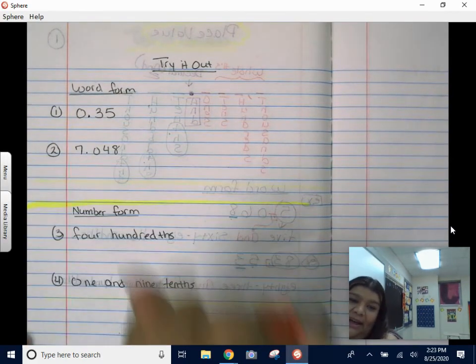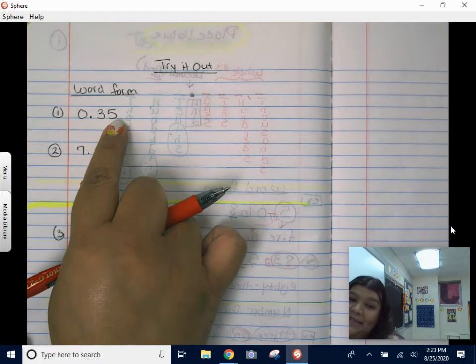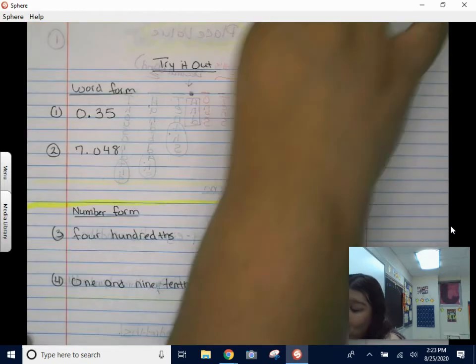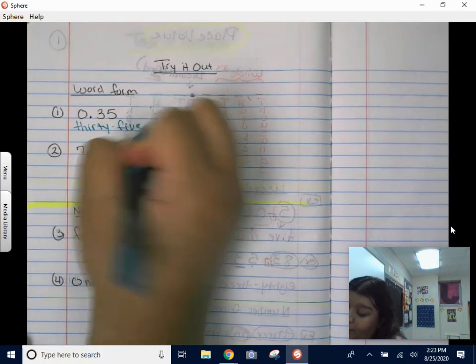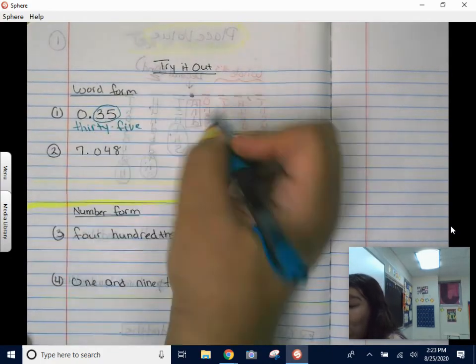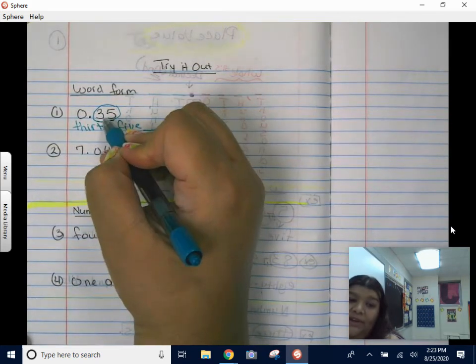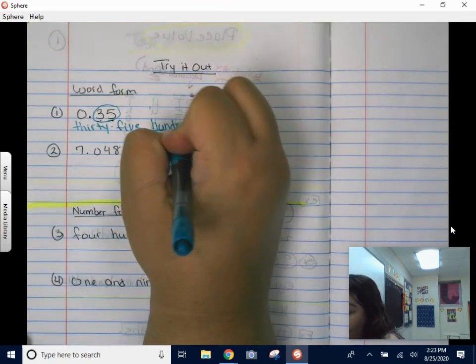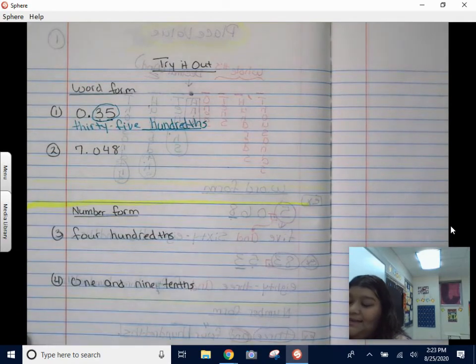So number 1, the way you say this correctly, there is no whole number, so you don't have to put 0. But I do know this is a decimal. Just like I did before, how would I say that correctly? I would say this as 35. Now for the place value, I have 2 digits after the decimal, so I need to figure out what that place value is. This is tenths, hundredths. So you should have got 35 hundredths. If you did, give yourself a pat on the back. You did good.